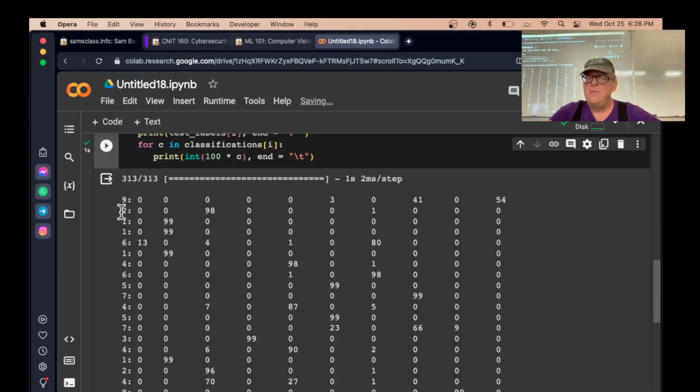So this image should be in category 9, and as you can see, category 9 is the biggest number, but it's only 54, so it almost confused this with category 7, at 40%. So it got it right, but not by much. These ones it was very sure about.